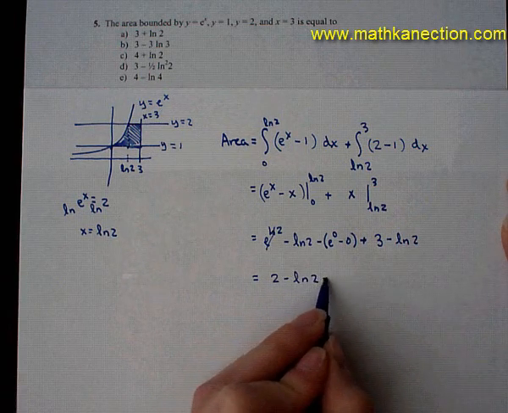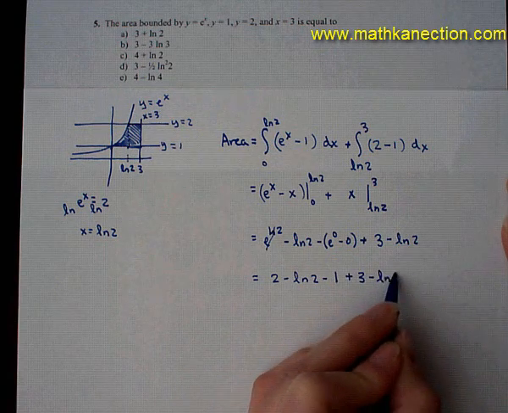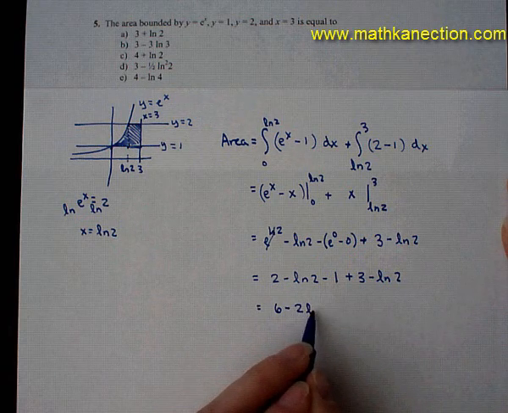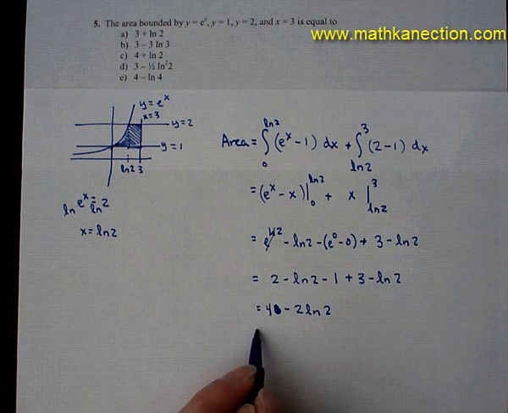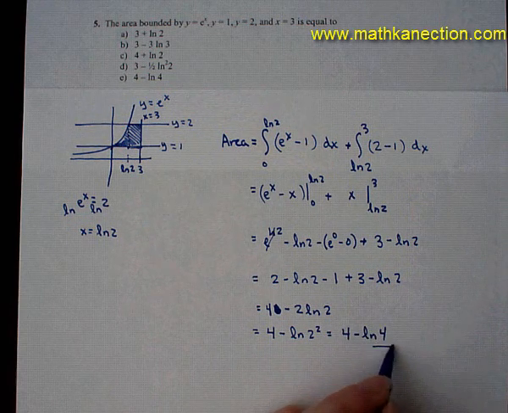we get 2 minus the natural log of 2. E to the 0 is 1, so we'll have minus 1 plus 3 minus natural log of 2. Simplifying 2 minus 1 plus 3, we'll get 4. And our natural log of 2's make minus 2 natural log of 2. And then our solution will be 4 minus natural log of 4.